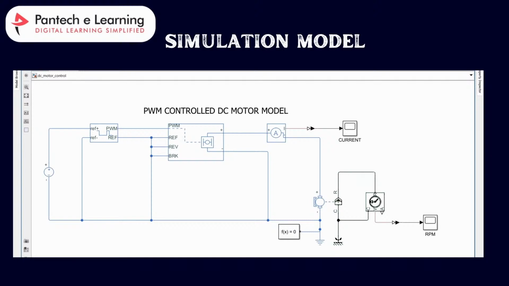So why do we use this control method? Why do we use this PWM method to control the speed of a motor? Basically, PWM allows precise control over the power delivered to the device. By adjusting the width of the pulses, we can control the speed of the motors.